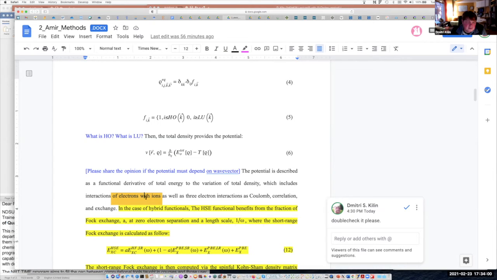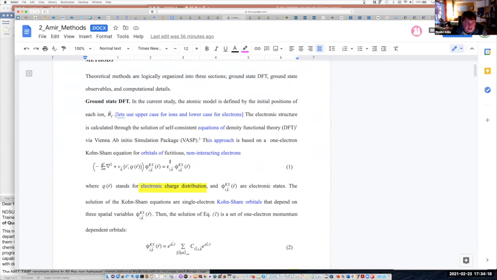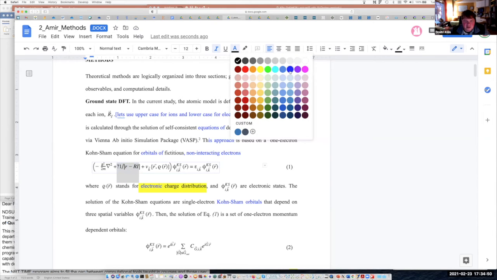Electrons with ions, yes, but for some reason this is not highlighted when people are talking about it. Again, double check. Maybe in different sources they place interaction with ion as a separate term here, and then have this potential that refers only to electronic interaction. So I put plus, and here is 1 over interaction with ions. But just explore how it is typically explained in other papers.